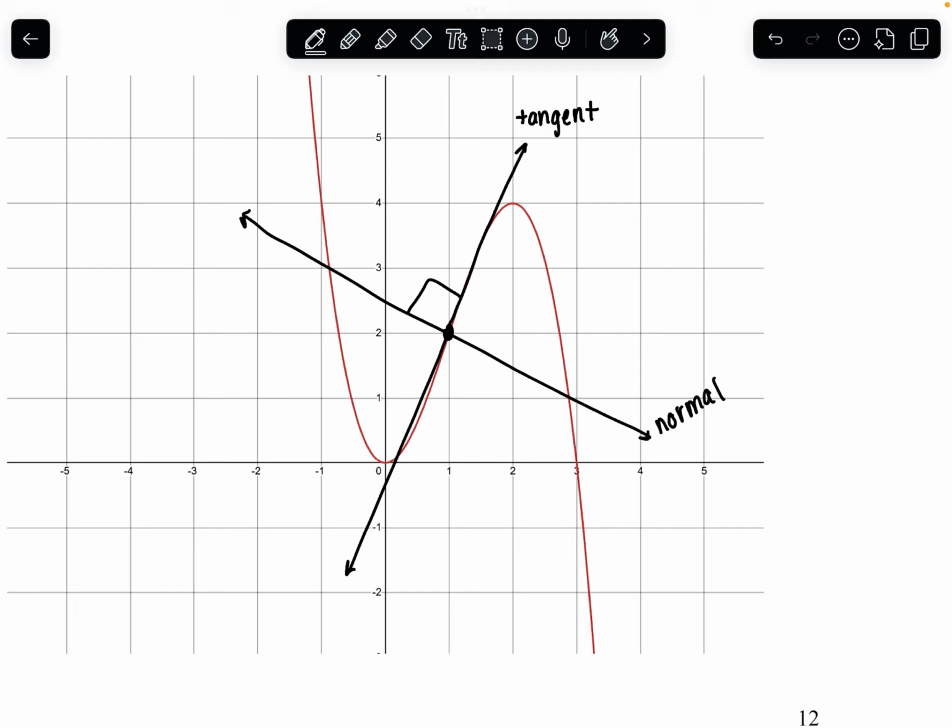So it looks like our tangent line is going to have a positive slope and potentially a negative intercept. Potentially, I don't know yet. I just sketched this, not randomly, but you know what I mean. And the normal line is going to have, presumably, a positive intercept and a negative slope. So we can kind of know what our answer should look like.